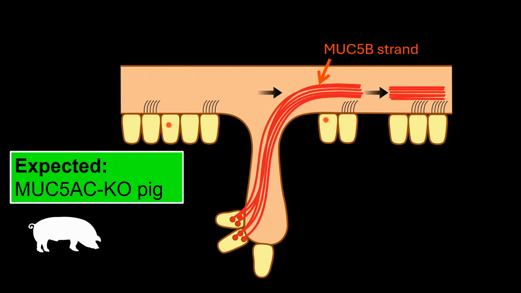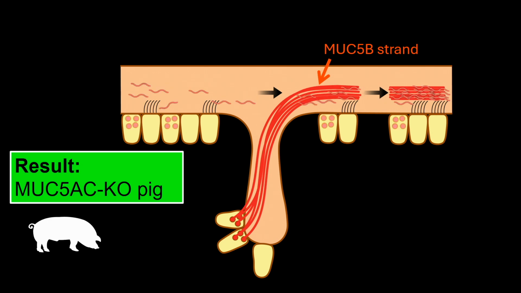So if you remember, our original goal was to generate a MUC5AC knockout pig. And what we expected was to lose MUC5AC. We did lose MUC5AC, but our new conceptualization is that we have more MUC5B within the surface than a wild-type pig. And what this MUC5B is doing is unclear.